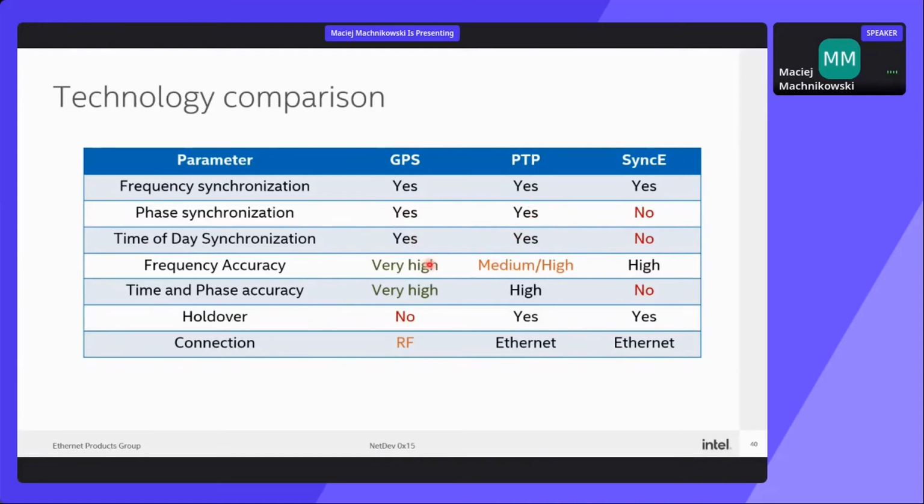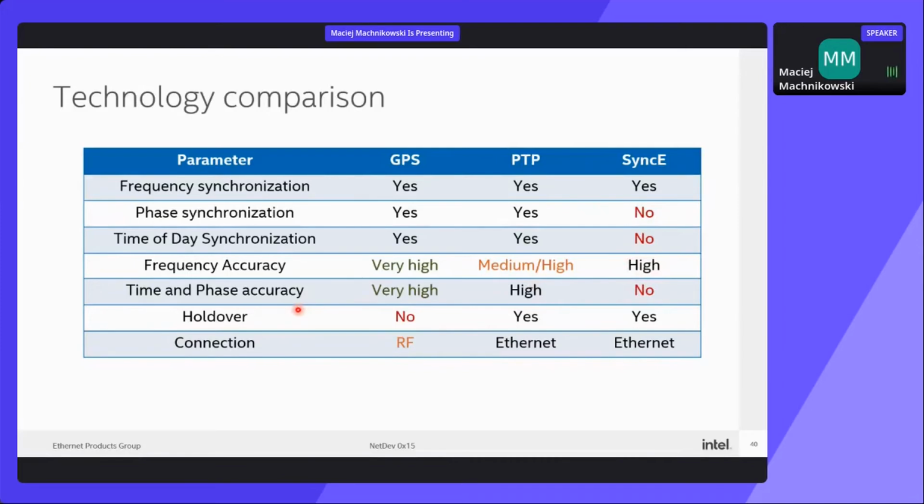If it comes to the frequency accuracy, GPS is the ultimate source in our networks. If it comes to PTP, it is challenged by the packet delay variation, so the frequency accuracy is lower than GPS. It's still pretty good, but it's not as good as GPS. And since SyncE works on the physical layer signals, it can still maintain very high frequency accuracy.